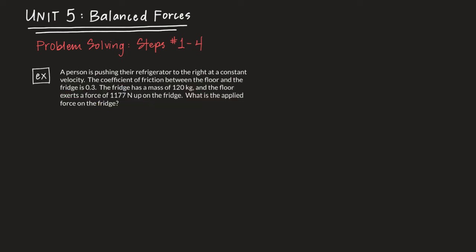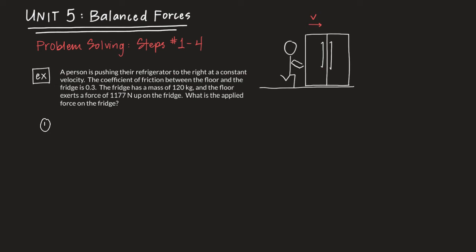Our last problem, I'm actually going to walk through the entire step process. So a person is pushing their refrigerator to the right at a constant velocity. The coefficient of friction between the floor and the fridge is 0.3. The fridge has a mass of 120 kilograms and the floor exerts a force of 1,177 newtons up on the fridge. What is the applied force on the fridge?